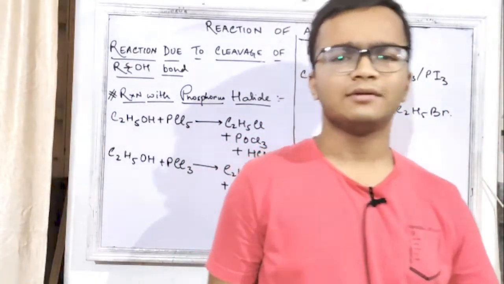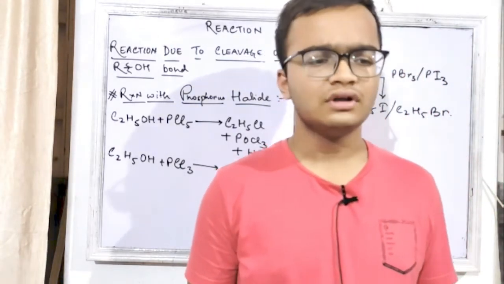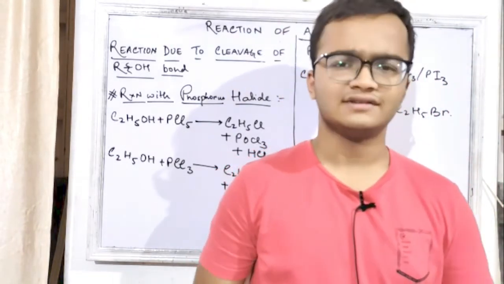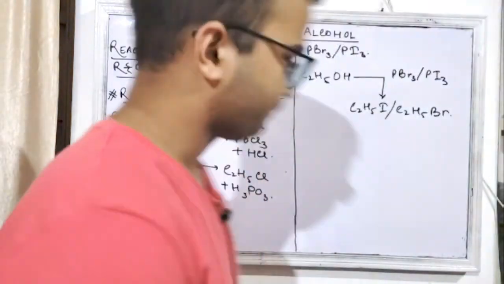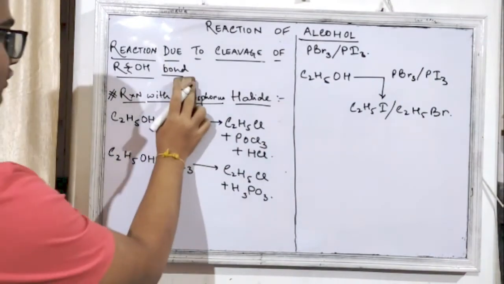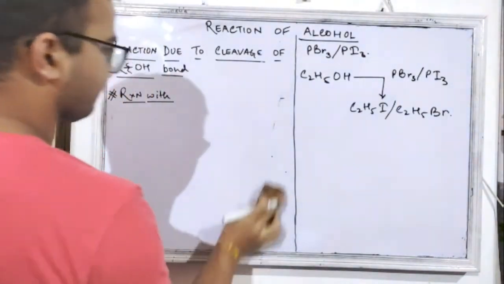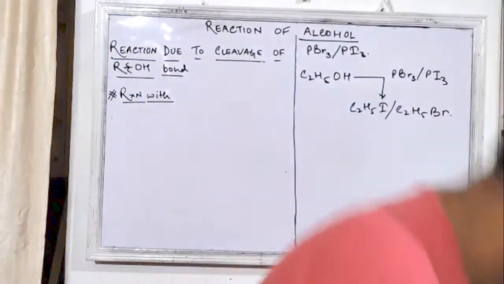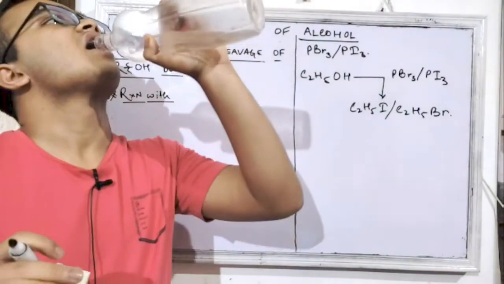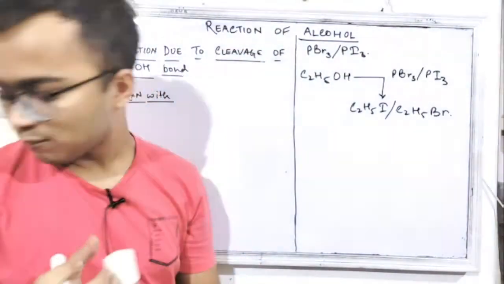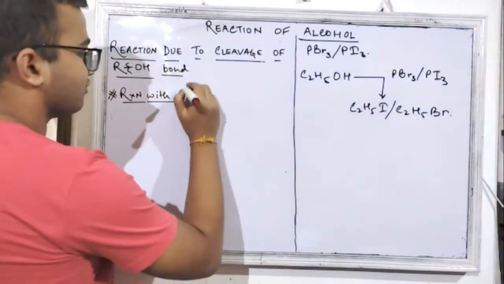Now, we will learn about the reaction with thionyl chloride. Now, we know thionyl chloride is SOCl2. Now, let's see what's happening on reaction with thionyl chloride. So, let's rub the board. Give the heading: reaction with thionyl chloride.